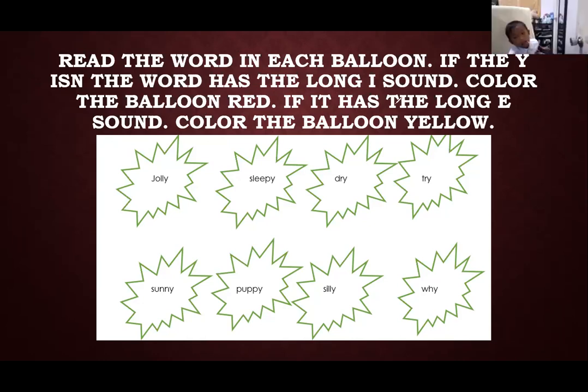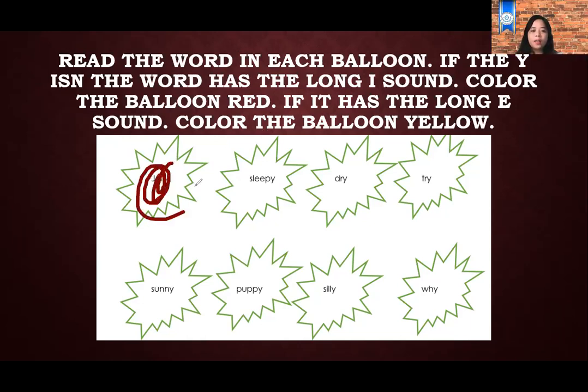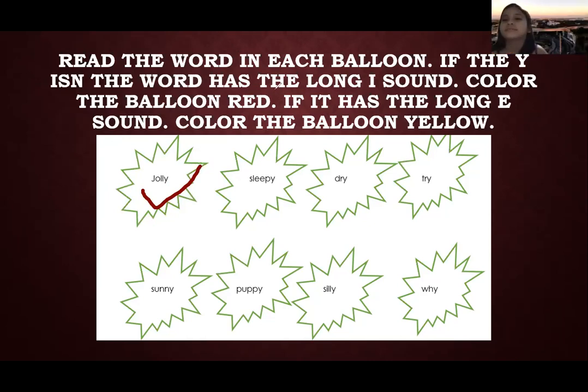Long E sound or long I sound? Long E sound. Jolly. Okay, so let's color it with red. No. Let's just check it with red. All right. Next. How about sleepy? Long E or long I? Long E. Okay, next, let's have dry.